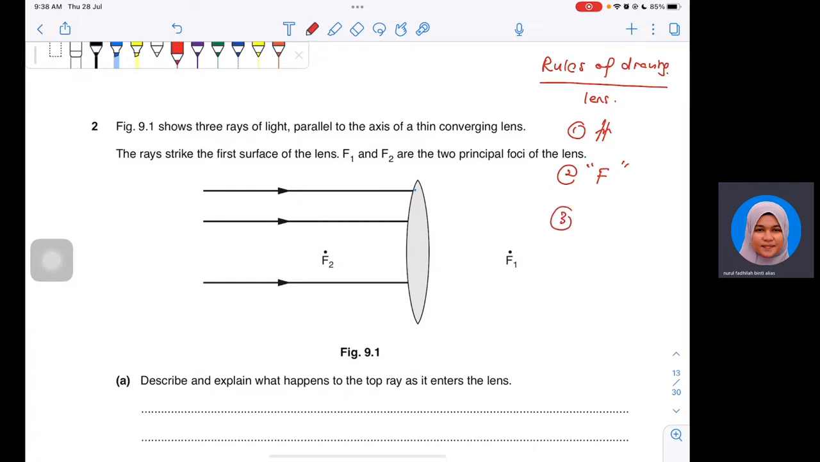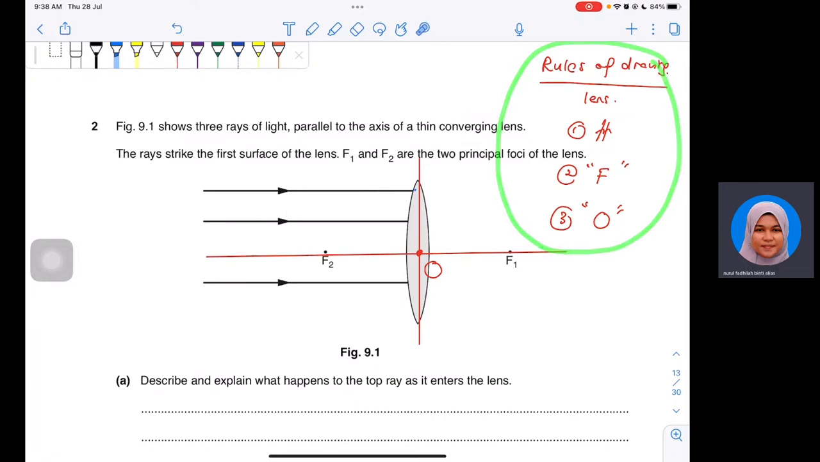And then the third rule is, so this is the lens. We know the lens has an axis in the middle and it has a center in the middle. Where is that center? The center is the middle of the lens. So we call that center O. O is the optical center. You must know every detail of this: what F is, what O is, all the lines. So when I say these are the rules of drawing for a lens, you must follow this.